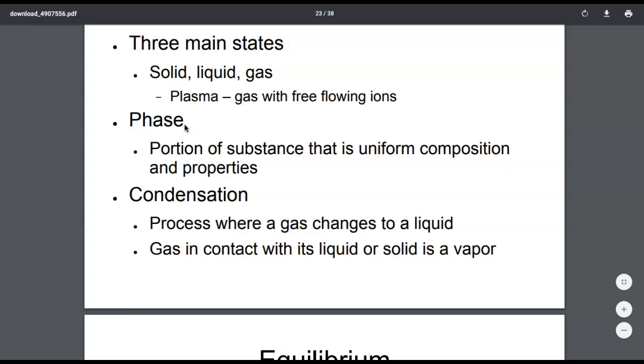Okay, so one of the changes is condensation. Some of us have experienced this. A glass of iced tea on a hot summer day, and we see water droplets forming on the outside of the glass. That would be condensation, where a gas changes to a liquid. The water vapor found in the air is going to condense on the outside of the glass due to the temperature difference.